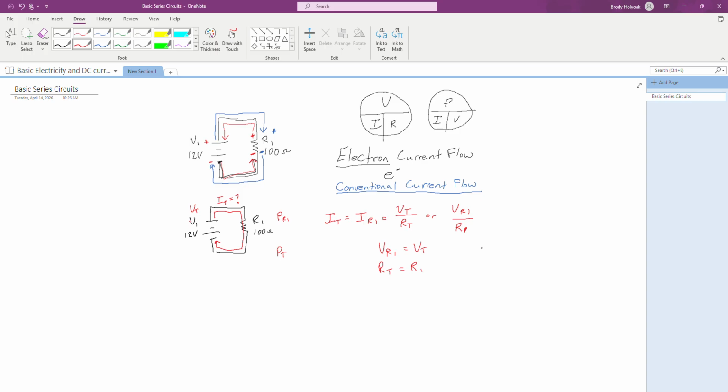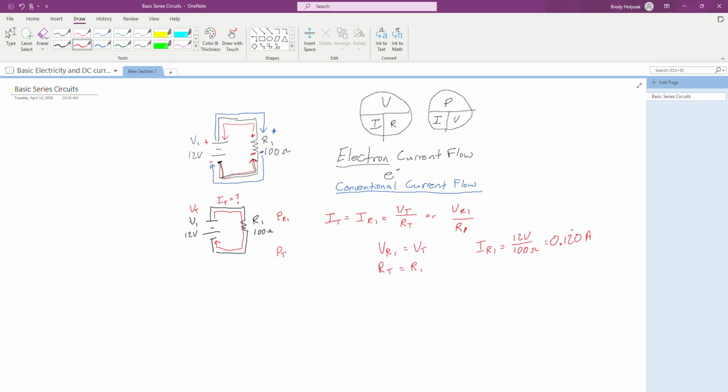So when I go through and solve for this, the current of R1 is going to be the voltage of R1, which is 12 volts divided by 100 ohms. When I do that calculation, 12 divided by 100 is going to give me 0.120 amps. Now remember, when we're dealing with electronics, we want to put things into engineering notation, which we learned before.